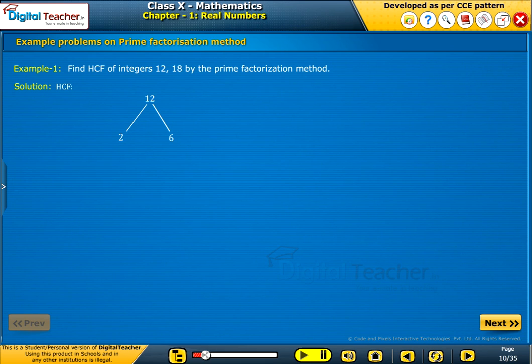Now, the composite number 6 can further be expressed as the product of two prime numbers 2 and 3. In this way, the number 12 is expressed as a product of prime numbers only. Similarly, the expression of the other positive integer 18 in terms of a product of primes is shown on screen.